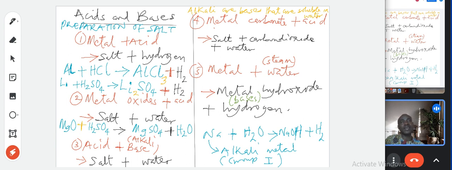Group 1 metal examples are lithium, sodium, potassium, francium. They have a valency of 1 plus. Group 2 metals are where you have magnesium, calcium, and so on.